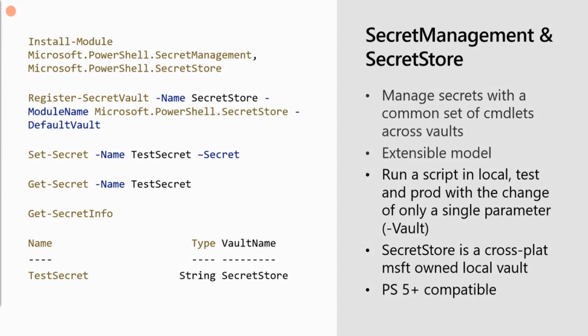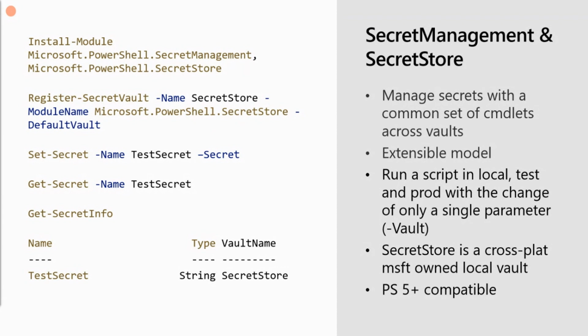And so one example that I think is relevant to a lot of developers that I've talked to is that you can run your script in local, test, and prod with the change of only a single parameter, and that's your vault. If you use the default vault settings, maybe you don't even have to change your vaults at all.